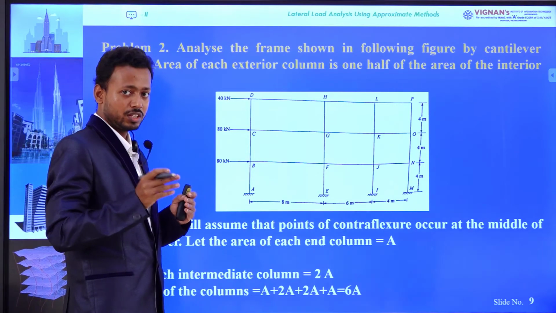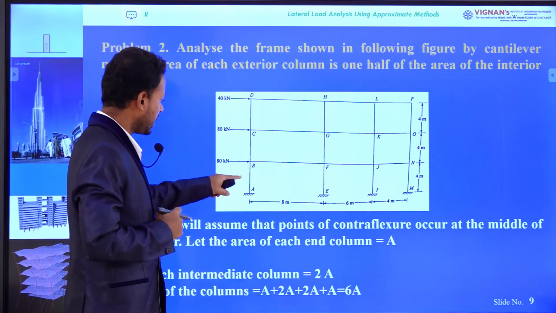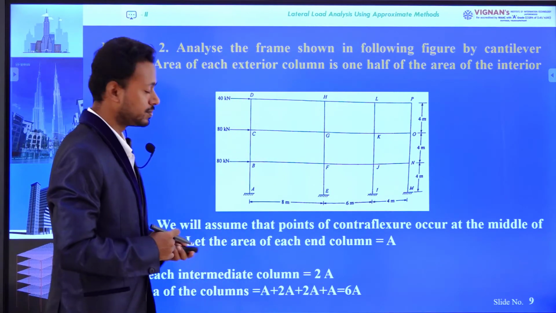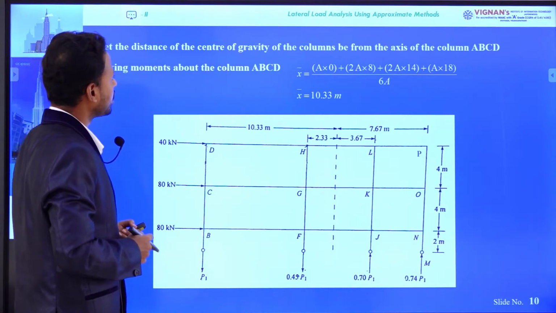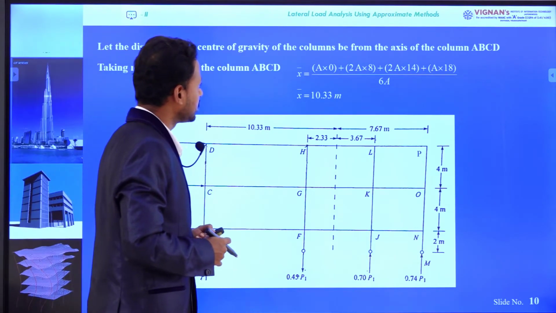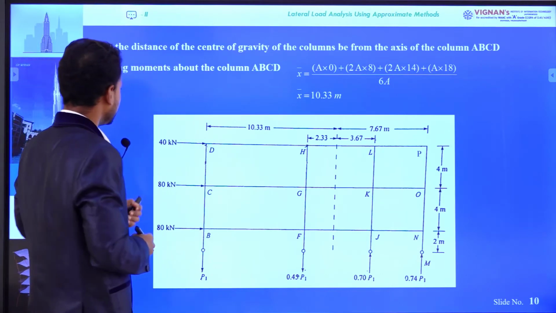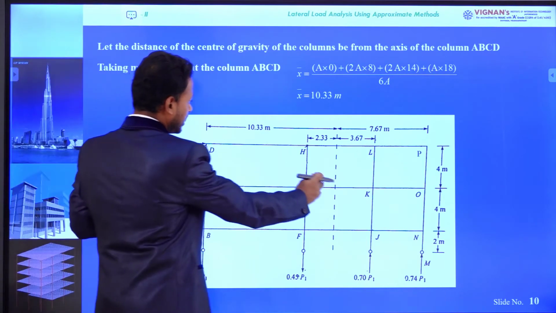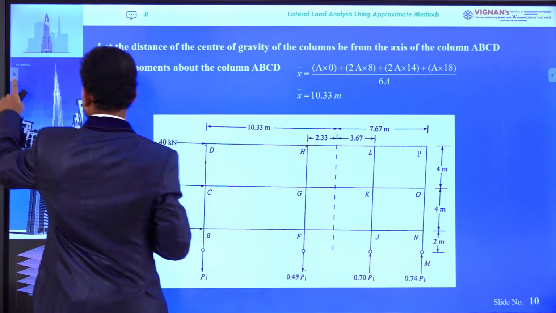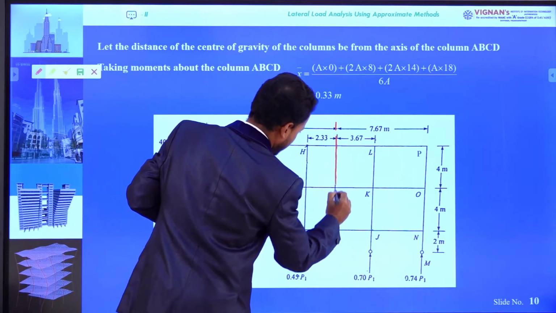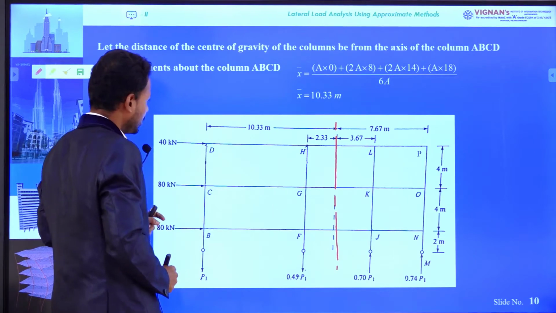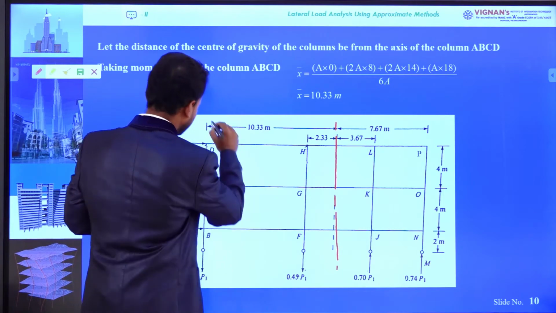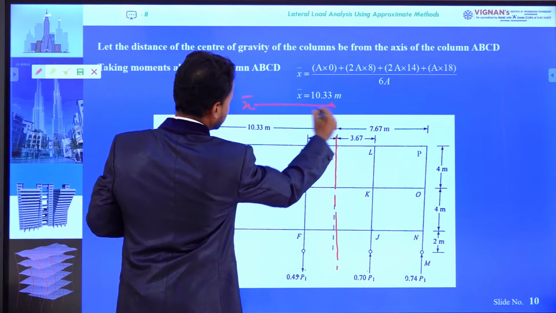So in a particular story, the total cross-sectional area of all the columns is A plus 2A plus 2A plus A, so total 6A. Let the distance of the center of gravity of the columns be x bar from the axis of column ABCD. This is the position of the centroidal axis, situated at x bar distance.